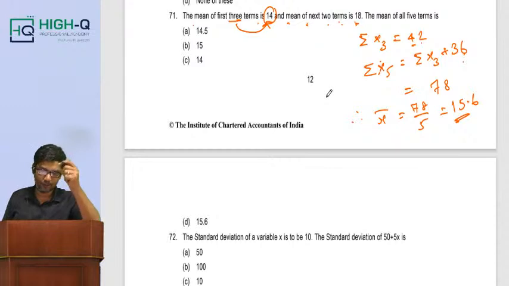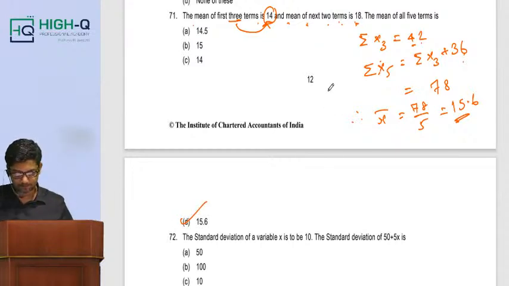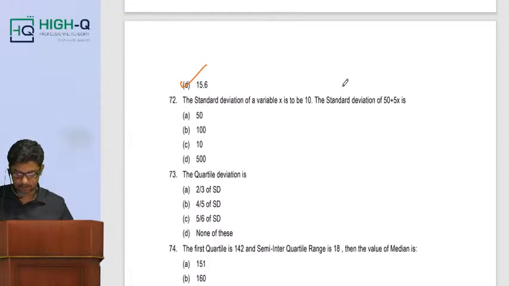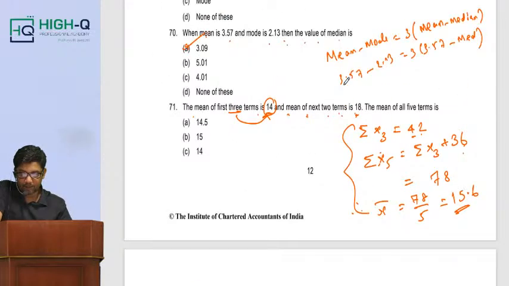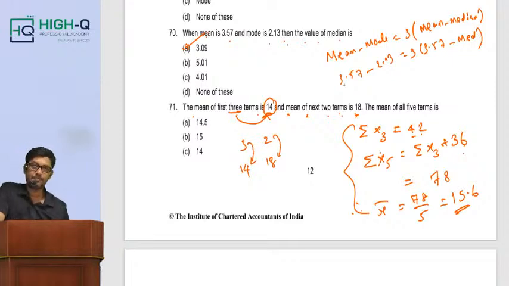Yeah, combined mean formula you can use. Very good. This question, combined mean formula you can use. And this way also we can follow by using the calculator directly. Next one. Actually, combined mean formula: for example, number of terms 3, mean 14. Number of terms 2, mean 18. Now we have to find a combined average for 5 terms. 3 into 14 plus 2 into 18 divided by 5. Same answer. Combined average formula.